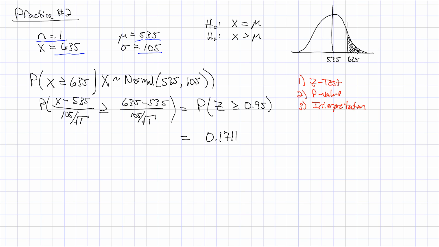So our interpretation, since p is greater than 0.05, we fail to reject our null hypothesis, and therefore conclude that x, our sample, is not larger than 535. So we go back to our biological question. Let's see how we do it in R.